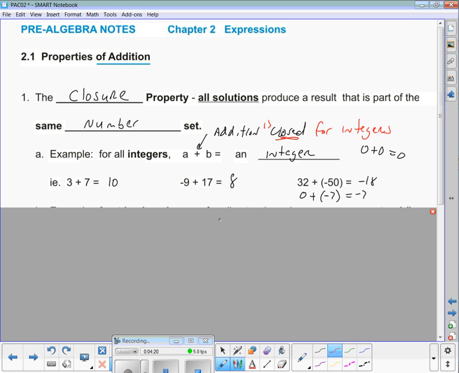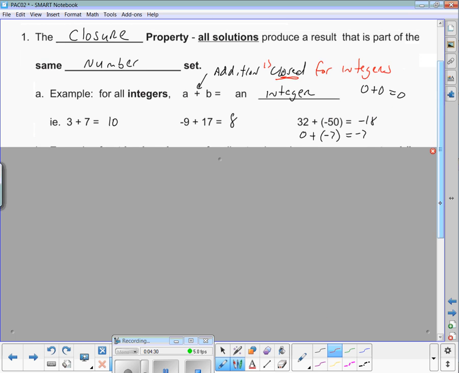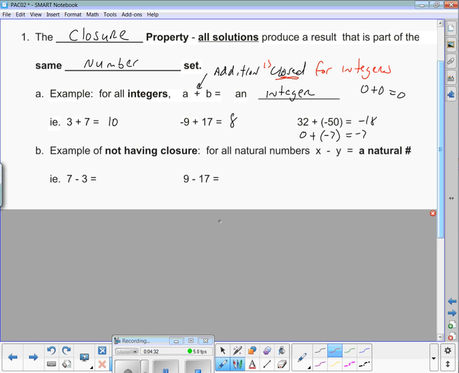All right, so whatever number set you're in, when you perform the operation, does every example give you that same number set? If you find one that does not work, then it is not closed. So here's a couple more examples. This is an example of not having closure.